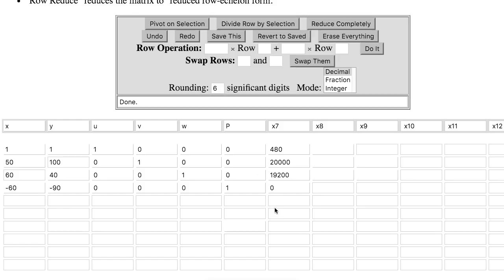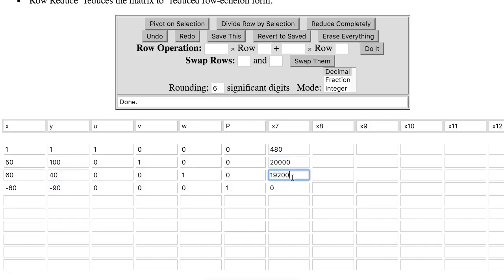We're looking at a standard problem. The most negative number in the bottom row is the minus 90. We have to check the ratios. 1 into 480 is 480. 100 into 20,000 is 200.